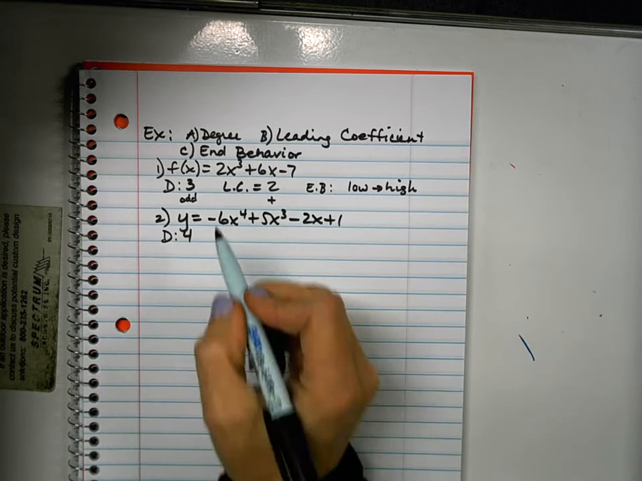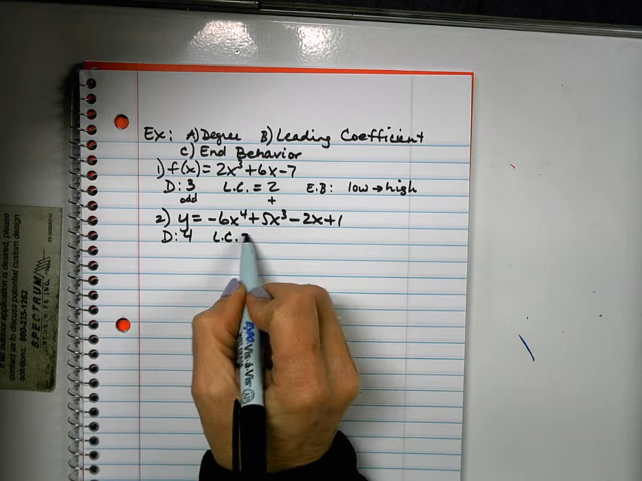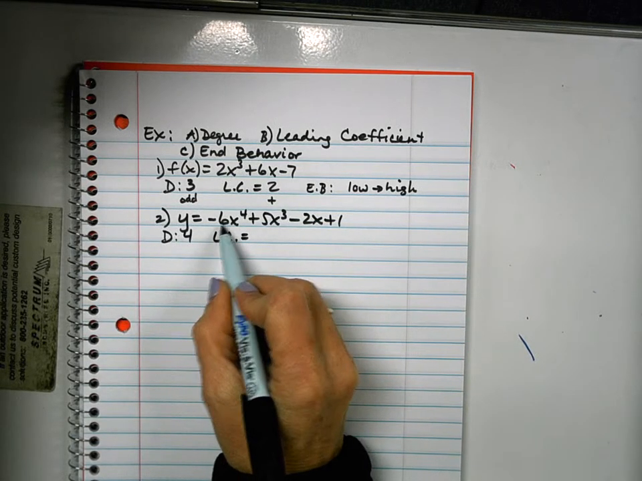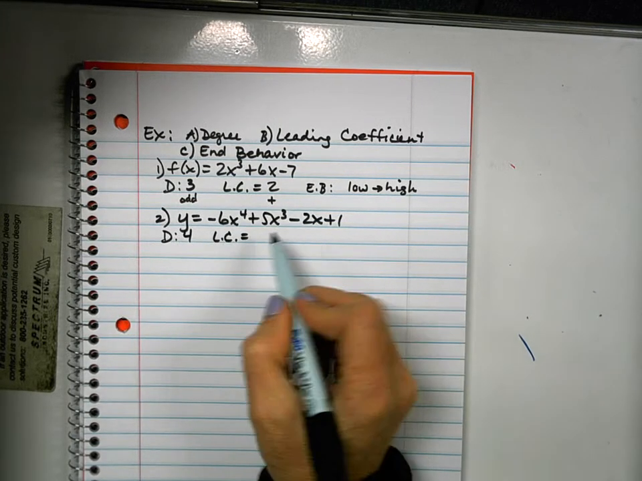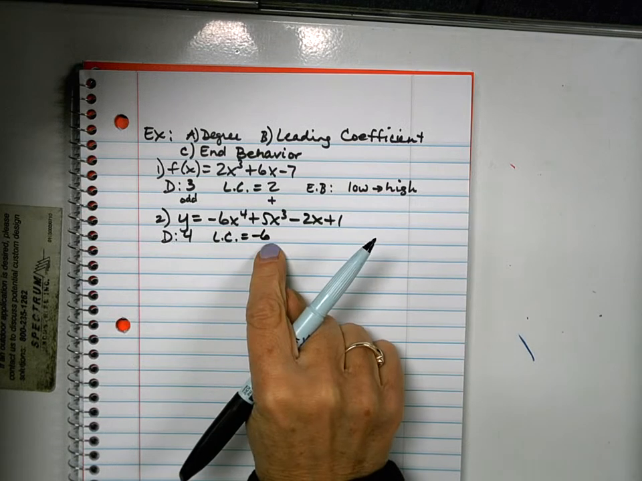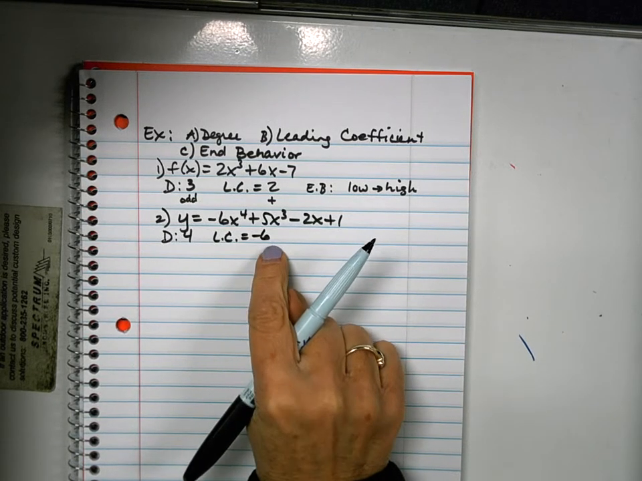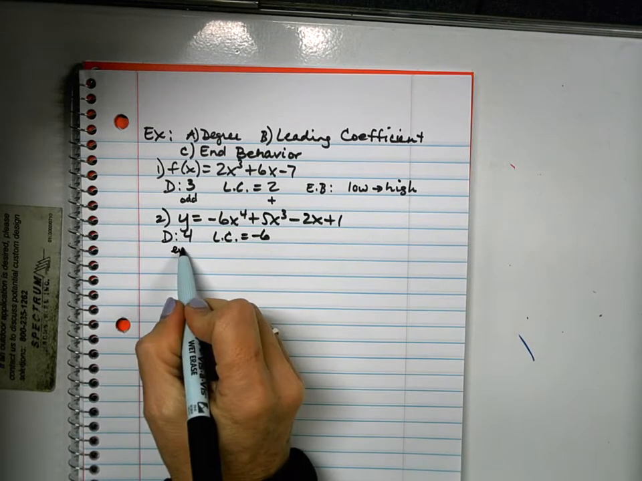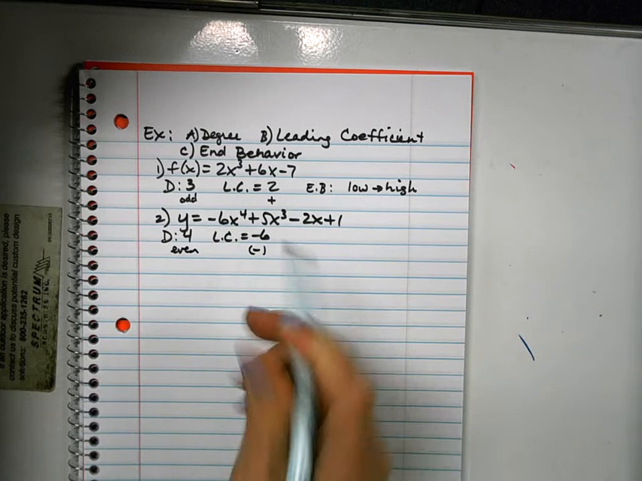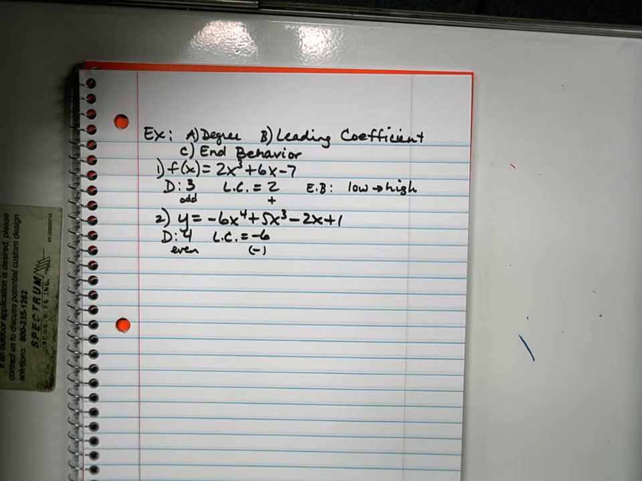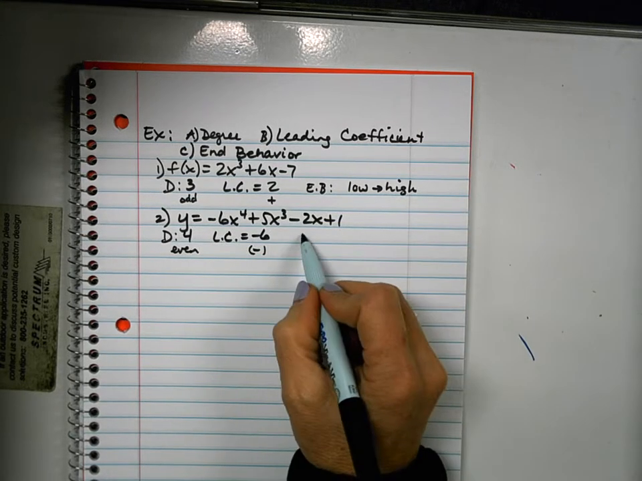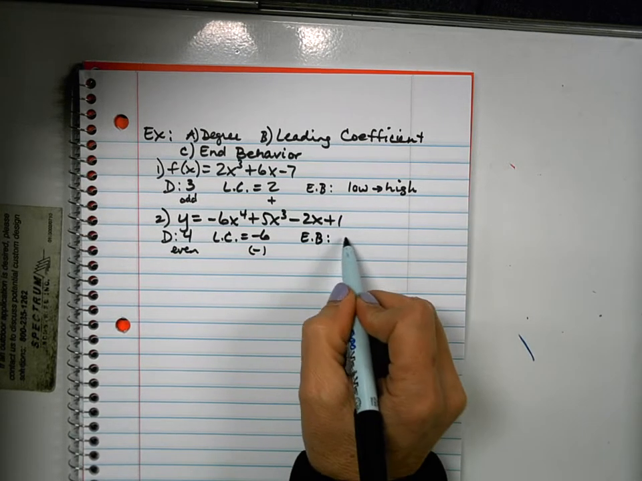All right, then I'm going to look at my leading coefficient, and its leading coefficient is the number in front of that x to the 4th, which is negative 6. Am I thinking odd even or positive negative? Negative, right? Okay, so this is even, this is negative. Got to know which part I apply to which, right? Okay, then if it's negative, what's it going to do? Down, down, low, low. So my end behavior, low, low.